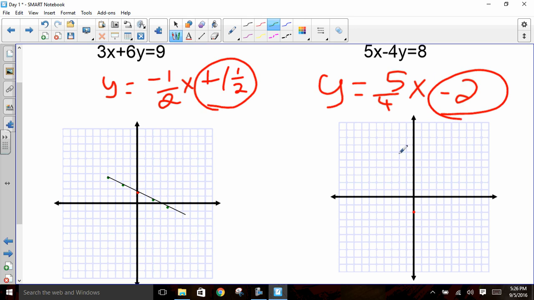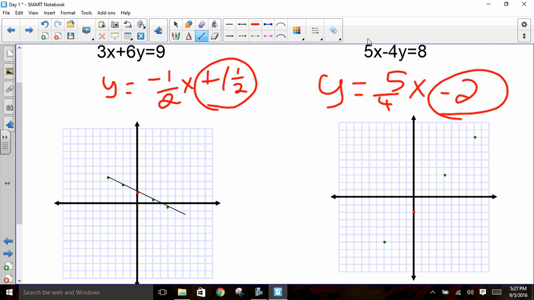So switch colors again, up 5, so 1, 2, 3, 4, 5, to the right 4. 1, 2, 3, 4. One more time. 1, 2, 3, 4, 5. To the right 4. 1, 2, 3, 4. And I'm just going to do 1 point going down. So go back to my original red dot. Down 5. 1, 2, 3, 4. To the left 4. 1, 2, 3, 4.